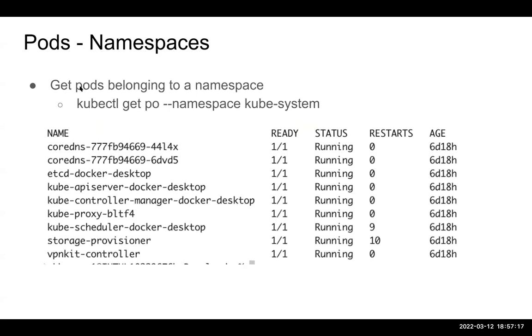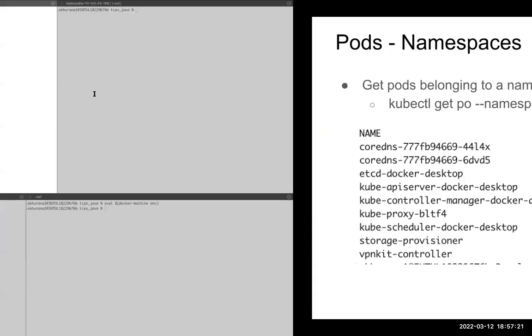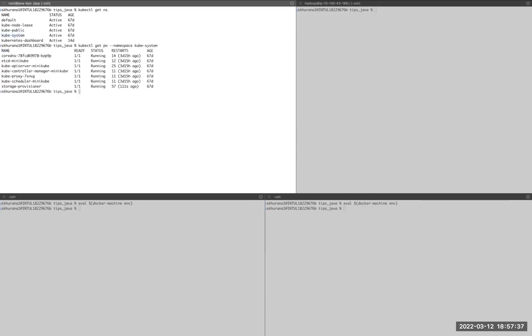Now, if you want to get the pods belonging to a namespace, then you run this command: kubectl get pod. You can say pod or pods, then -n and the namespace name. We'll take kube-system, which I want to see. These are the pods. In kube-system, we discussed the scheduler, the API server, and the controller manager. We discussed all of that, right? So these are the things which are coming here.